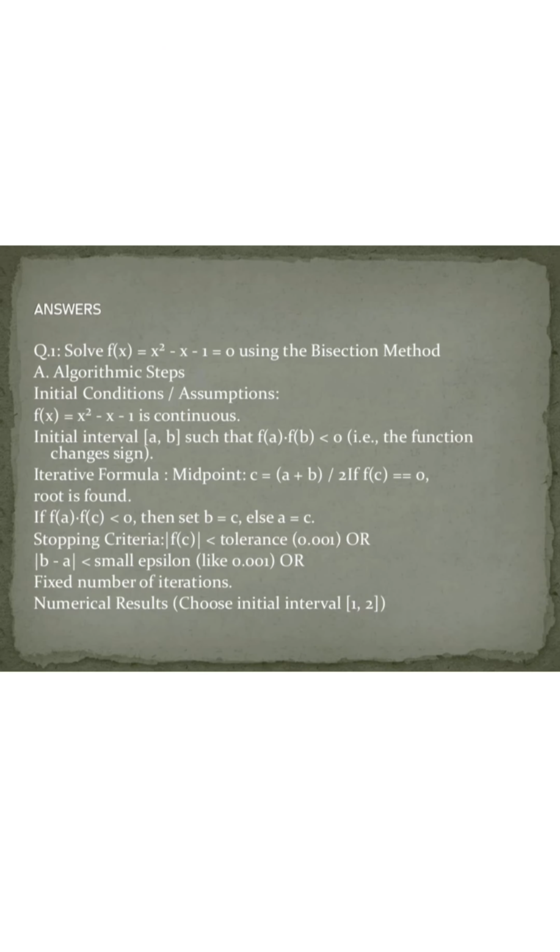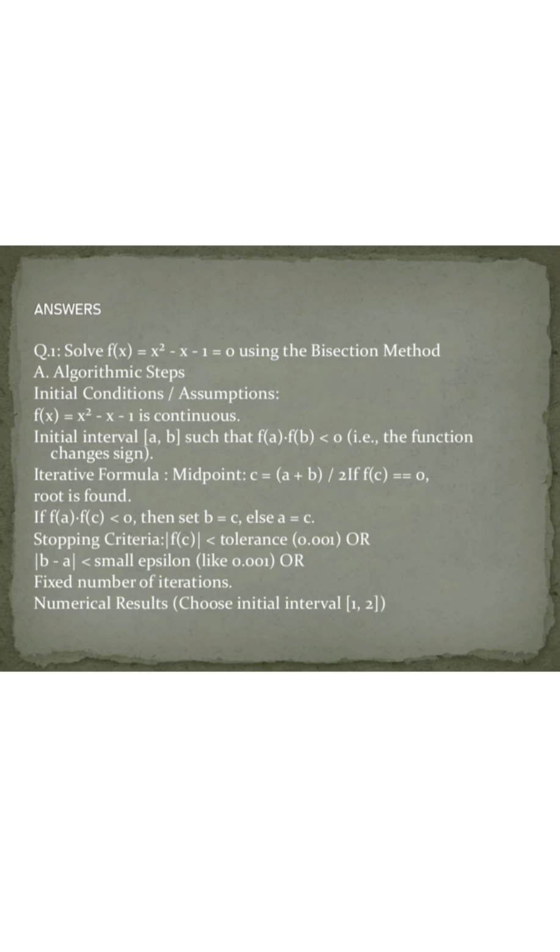Now answers of question 1. Solve f(x) = x² − x − 1 = 0 using the bisection method. A. Algorithmic steps, initial conditions or assumptions. f(x) = x² − x − 1 is continuous. Initial interval [a, b] such that f(a)·f(b) < 0, that is the function changes sign.